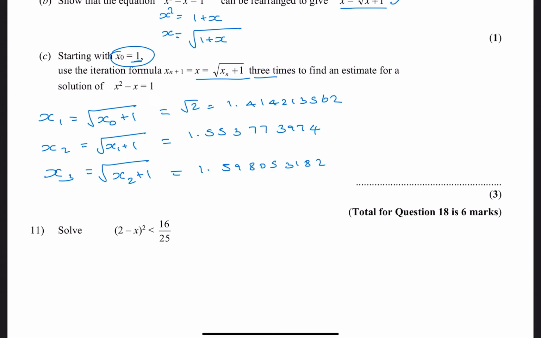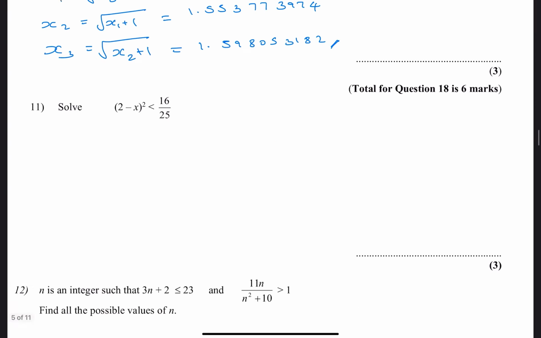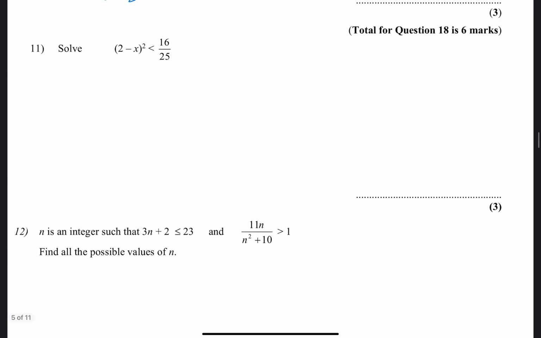Moving on. What is the estimated value for this solution? It is about 1.6-ish, right? Yeah. Moving on. You're solving this. Always remember, what is 2 minus x squared? We need to know this thing. This means this over 1. We can put it like that. 2 minus x squared means 2 minus x.